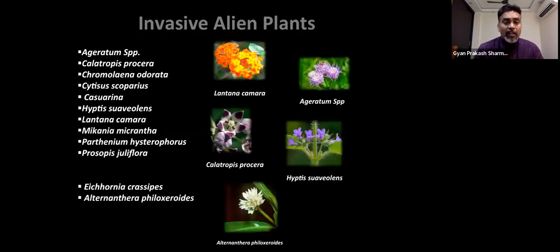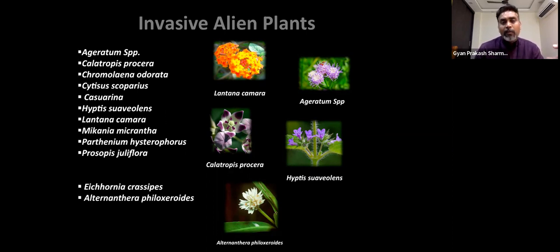But invasive species are spreading, and they are spreading at a tremendous rate. A few of the invasive species I may talk about today will be Lantana camara and another species, Alternanthera philoxeroides. I chose two species because the Sustainable Development Goals, SDGs, which are in place now, talk about sustainability in land and sustainability in water systems.